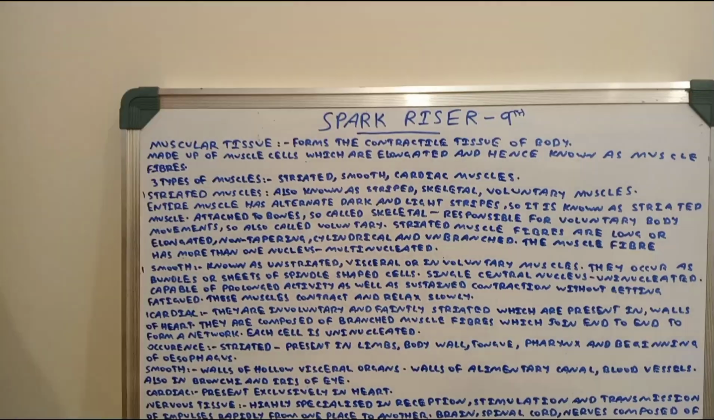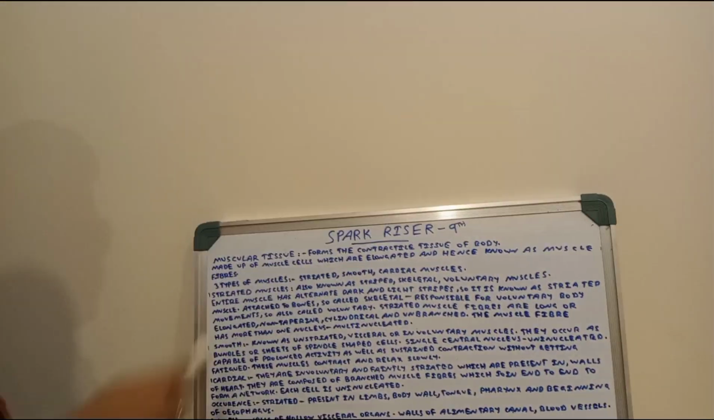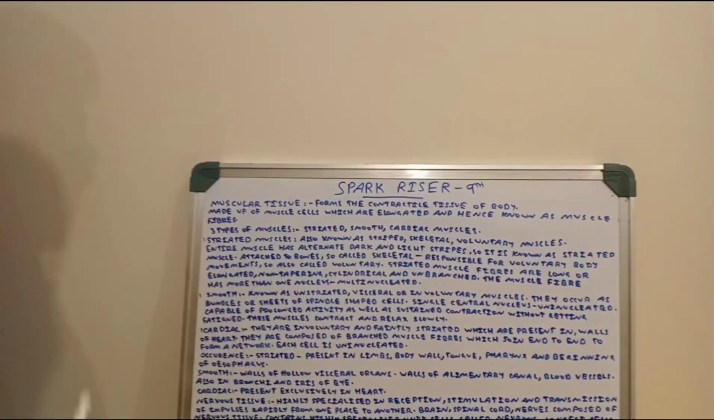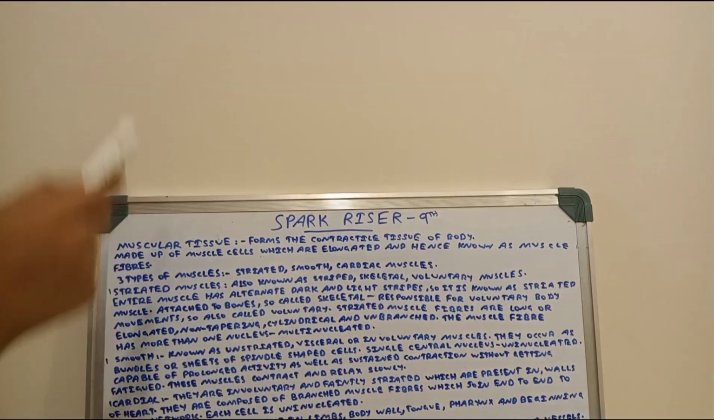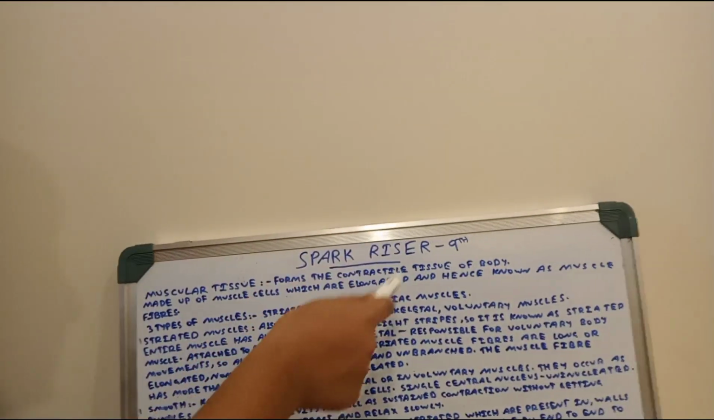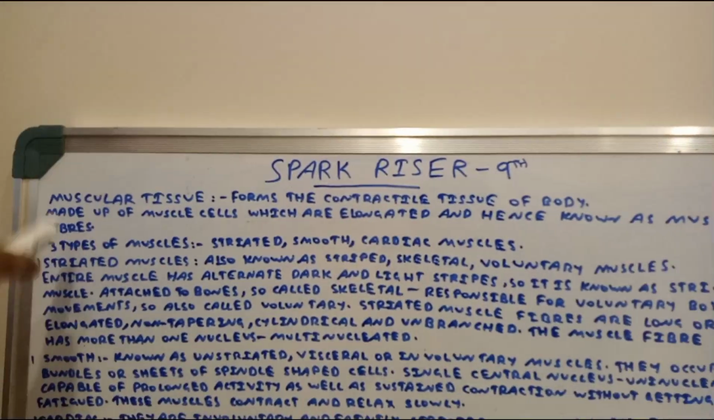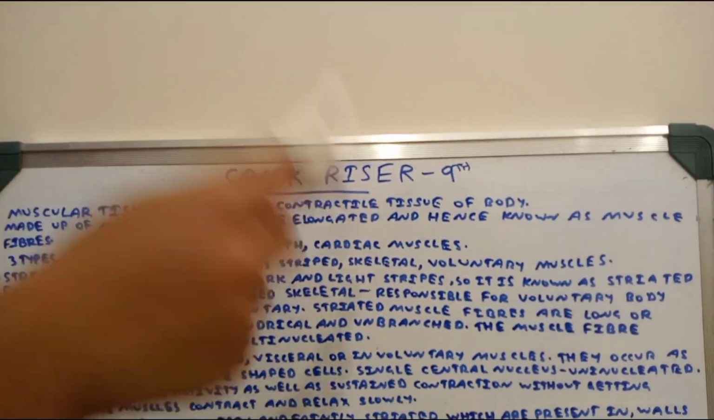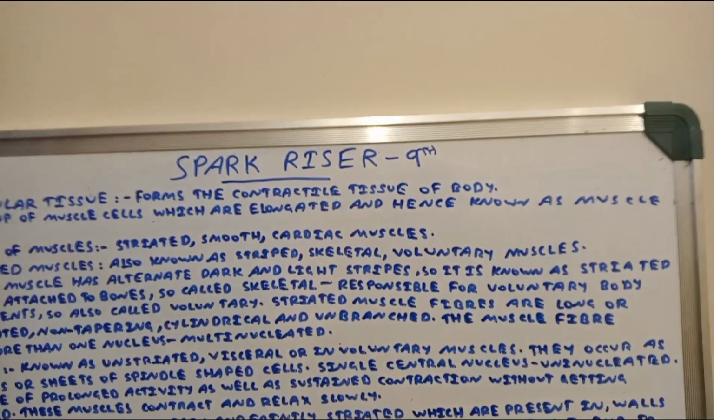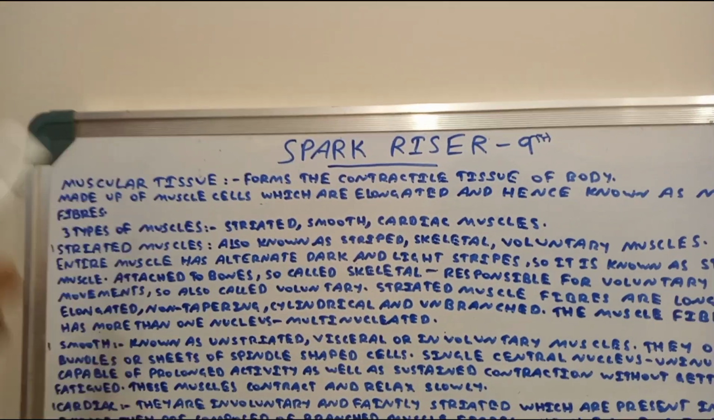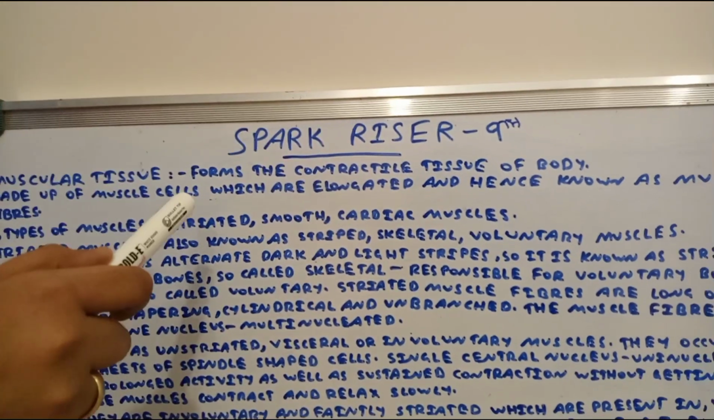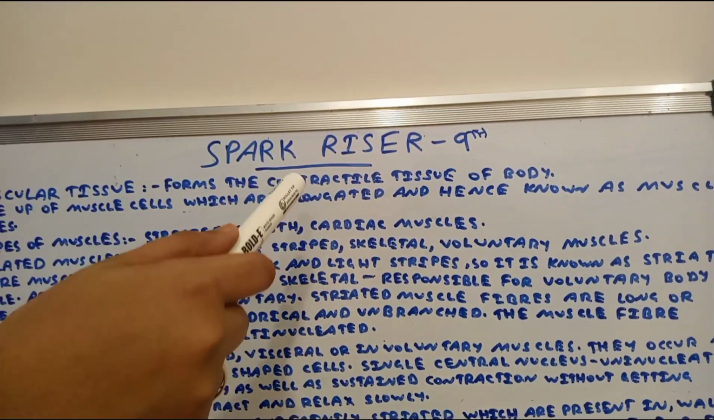So guys, we can go on to the biology session. We completed epithelial tissue and connective tissue yesterday. So now we are going to take muscular tissue and also nervous tissue. First of all, muscular tissue. Muscular tissue forms the contractile tissue of the body. It is made up of muscle cells which are elongated and hence known as muscle fibers. There are three types of muscles: striated muscles, smooth muscles, and cardiac muscles.